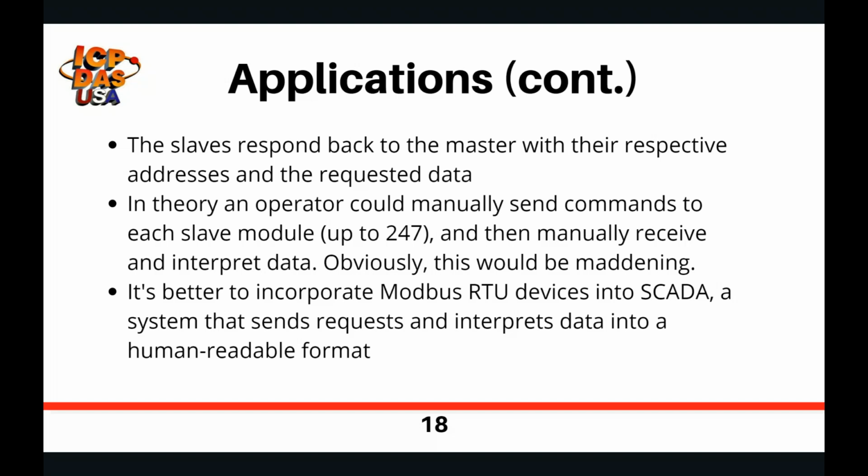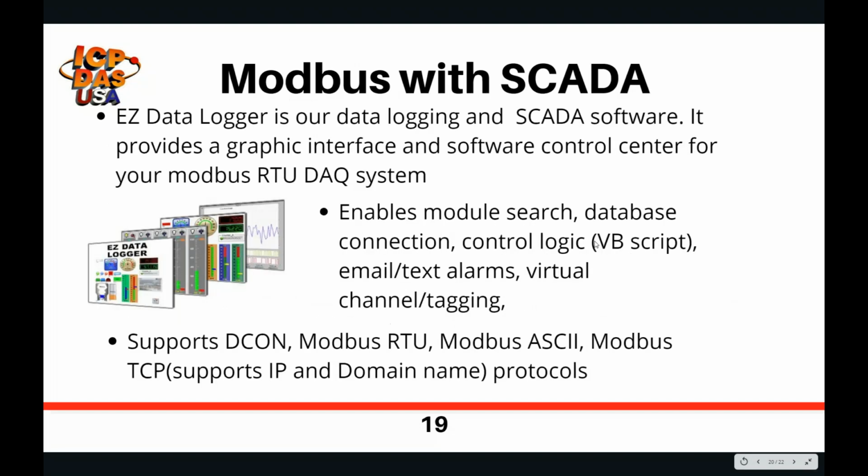In theory, an operator could manually send commands to each slave module, up to 247, and then manually receive and interpret data. That, of course, would be madness. So it's better to incorporate Modbus RTU devices into SCADA, a system that sends requests and interprets data into a human-readable format. And so we're going to talk a little bit about Easy Data Logger. Easy Data Logger is our proprietary SCADA software. You get a free version that comes with any module you buy.